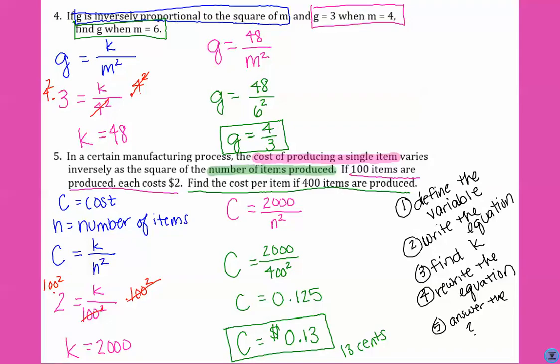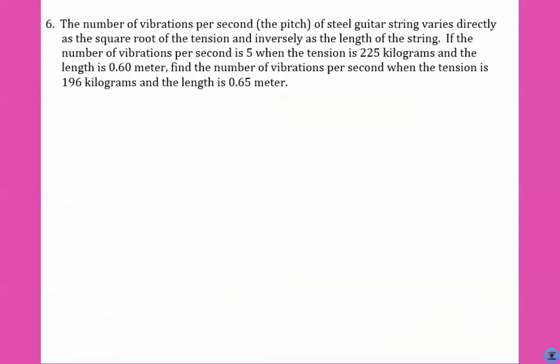All right, we're going to do one more word problem. So step 1, define your variables. Things we're talking about in here. The number of vibrations varies directly with the square root of the tension and inversely with the length. So those are our 3 variables. I personally am going to use V for vibrations, T for tension, and L for length.